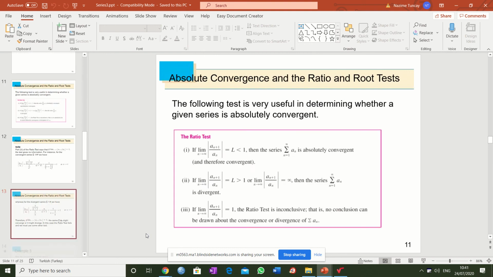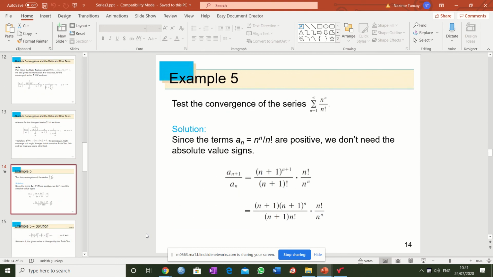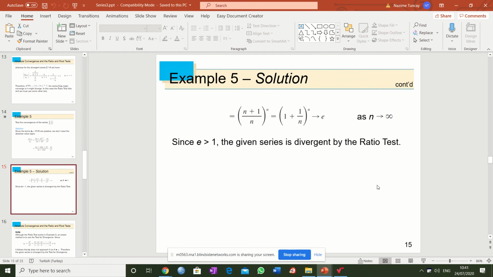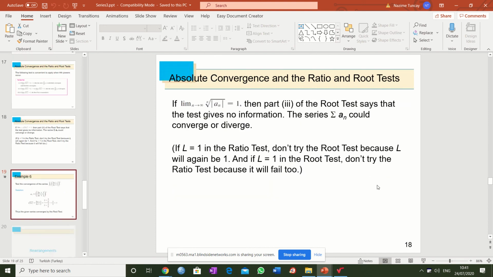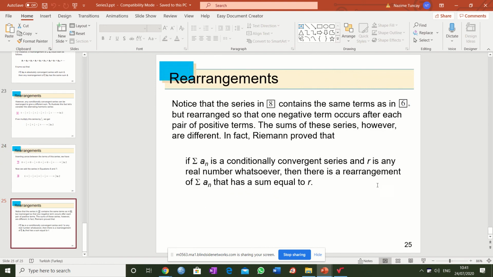Okay, so let us see what else. Yes, we have another convergence test. We are going to test the convergence of this series. No, we are not going to see this one. Okay, so I can stop here.